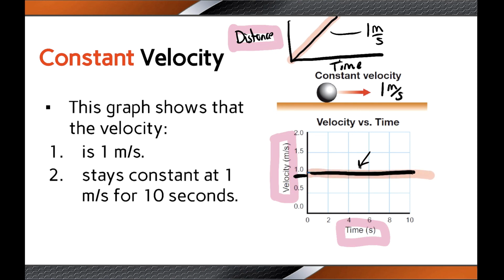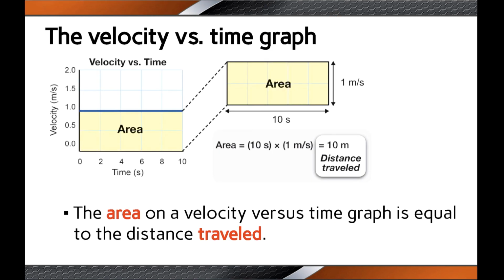Okay? The neat thing about velocity time graphs is that the area underneath the line actually tells you how far you drove or how far you went. See, if we count up these boxes, I go 1, 2, 3, 4, 5, 6, 7, 8, 9, 10. That means that I have gone 10 meters. Mathematically, how does that work out?